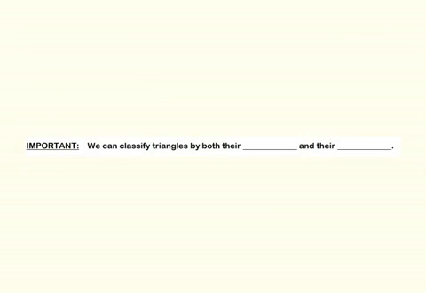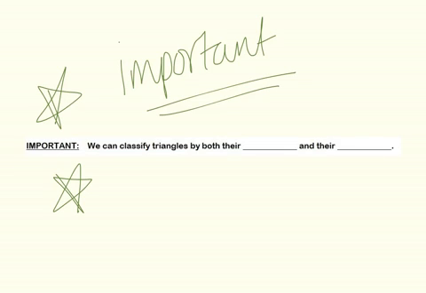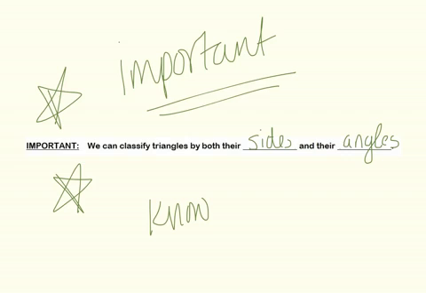Well, I just said it, so hopefully you remember it. So this is our important part today. We need to take this part away. We need to remember this right here. Important. Know this. We can classify triangles by both their sides and their angles. Okay, so that is important.